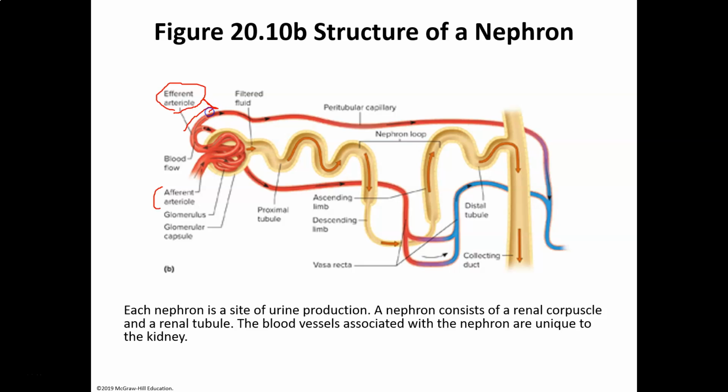The filtered fluid at this point is known as glomerular filtrate. It is not urine. We have 180 liters of glomerular filtrate every day. You certainly don't produce 180 liters of urine. So most of the stuff that ends up in these tubules gets pulled back into your body.